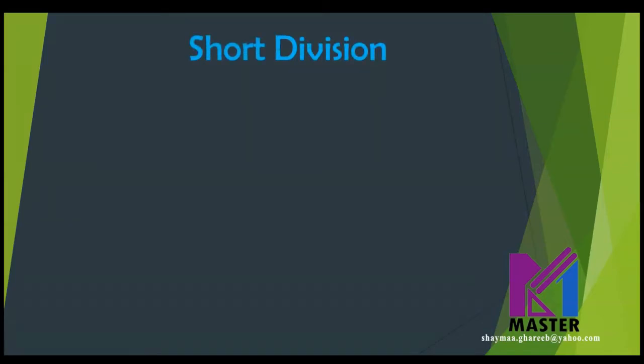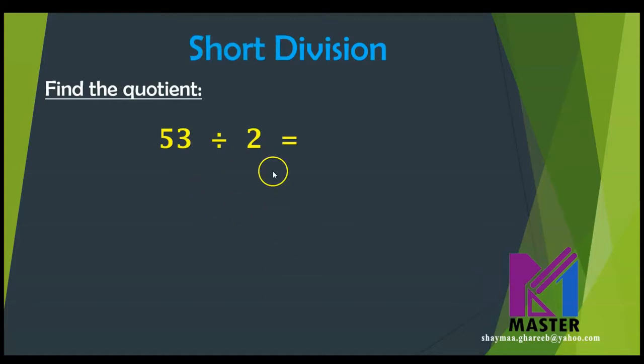Now let's start our lesson about short division. Let's see. I have this example, division by 2. I choose to divide by 2 at the beginning to make the numbers easier. Of course, we can just find the half of the 53, but I want to show you this method and how to use the short division to get the quotient.